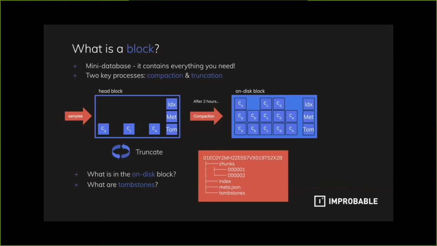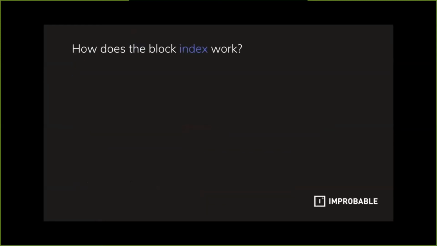So the final thing I wanted to talk about in a little bit of detail is the index. So how does the block index work? Each block contains an index. This is the thing that you use when you're trying to figure out where the chunks of data are for a time series that you care about. For on-disk blocks, this is contained in the index file, but the head block keeps these data structures in memory. So Prometheus uses an inverted index to retrieve chunk data when queried. And the key data structure here is the postings table.